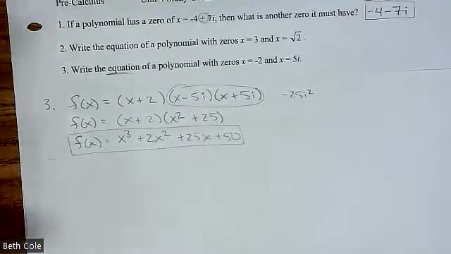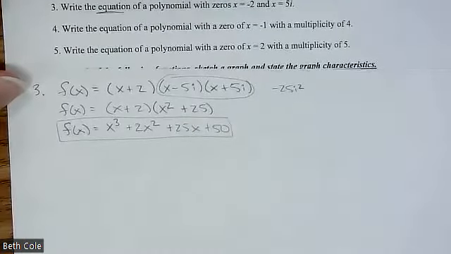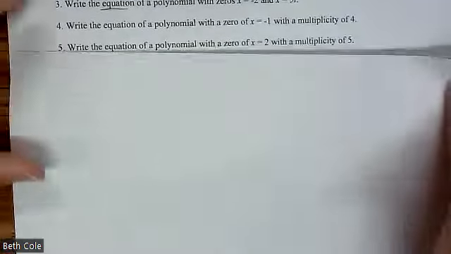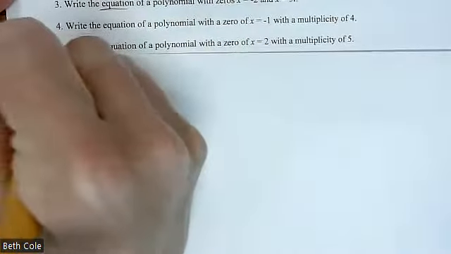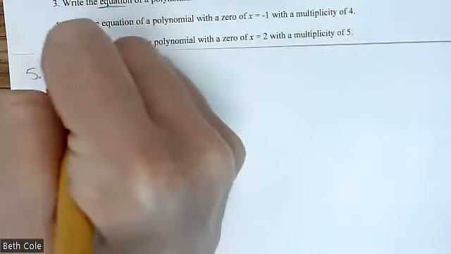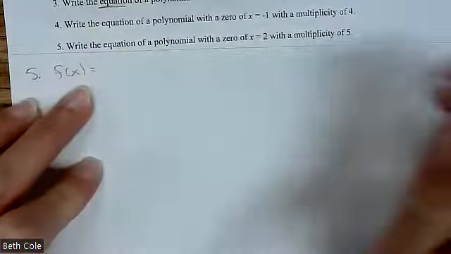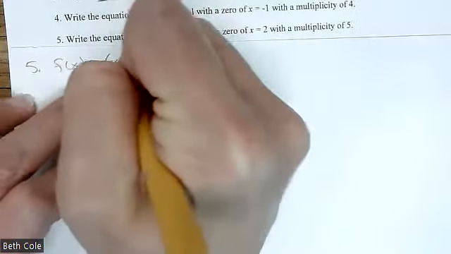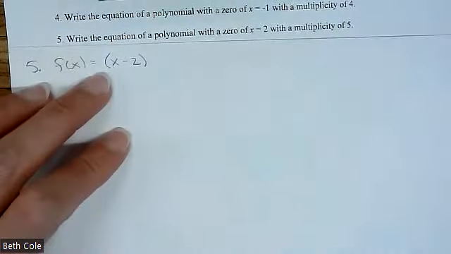All right, 4 and 5 are really similar. So which one of those do you want to do? 5. All right, let's do question 5. So f of x equals, because it's an equation. Now, if your 0 is 2, your factor would be x minus 2.